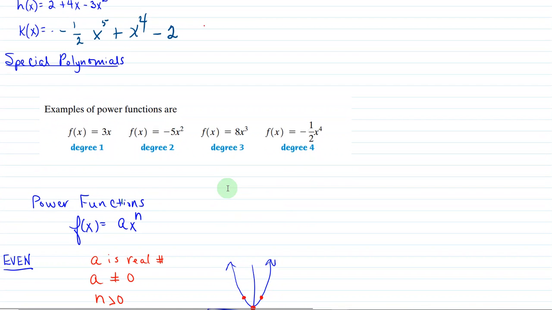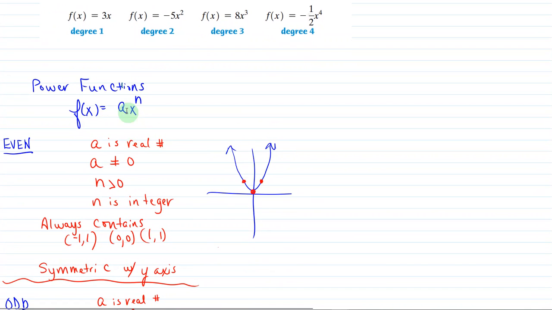So we're going to look at some special polynomials, and these are power functions. First degree, second degree, third degree, fourth degree. And just in general, that's ax to the n. And a few parameters. A must be a real number. If this isn't real, you're not going to have a polynomial. And a can't be equal to 0.